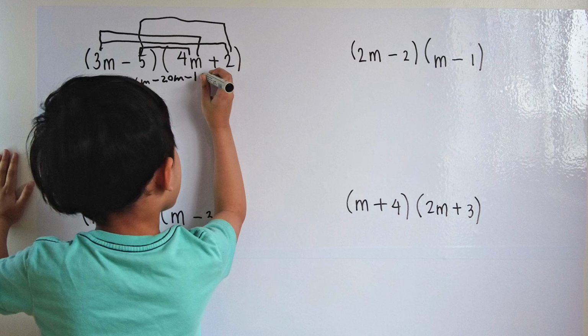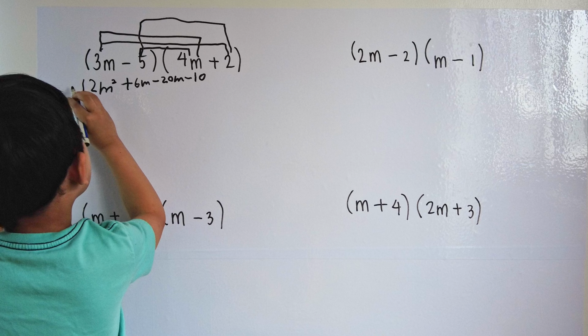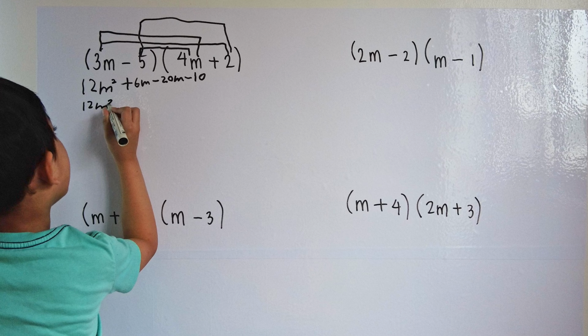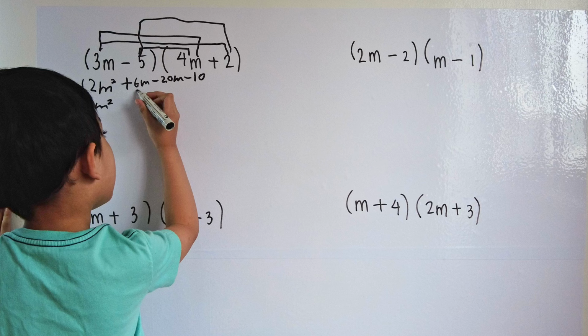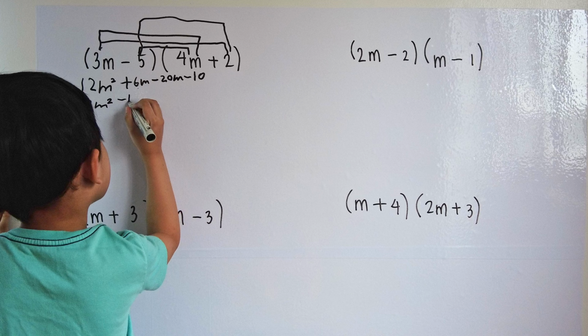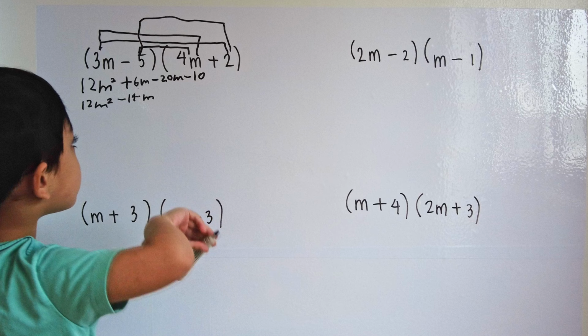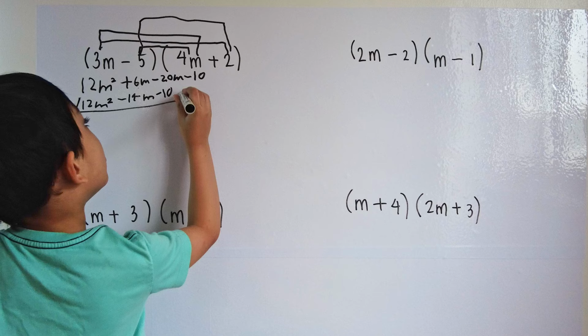Okay. And there's no same of this, so yes, keep it. And then this, and my minus 20 and it becomes minus 14, and minus 10. Answer. Correct. Okay, next problem. What's the next?